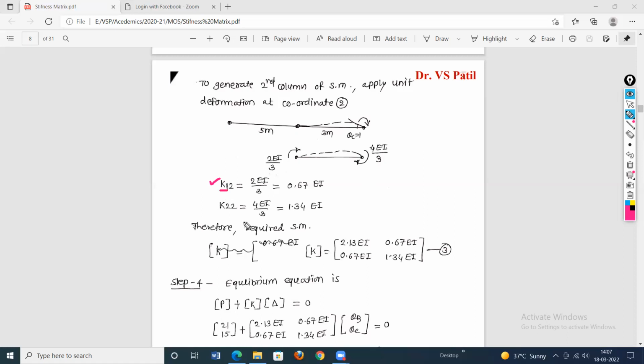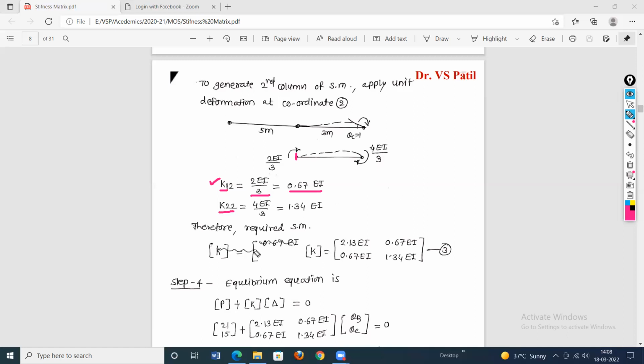Stiffness at 1. At coordinate 1, our coordinate 1 is a movement. So at coordinate 1, what is the movement produced? How much is it? 2 EI by 3. And what is the sign for this? The coordinate 2 is clockwise and the moment produced is also clockwise. Therefore, this is plus. So it is 0.67 times EI.